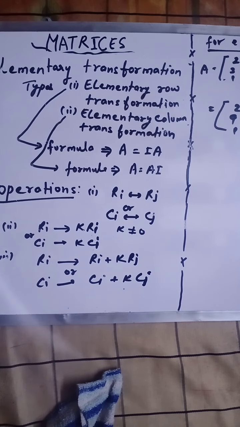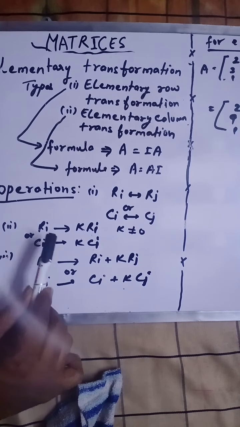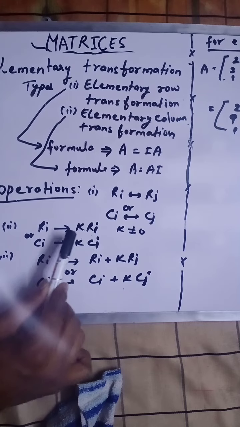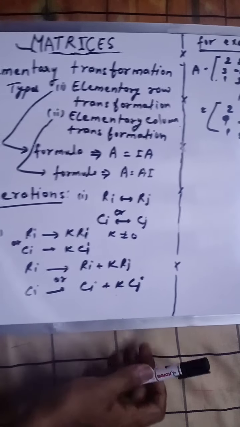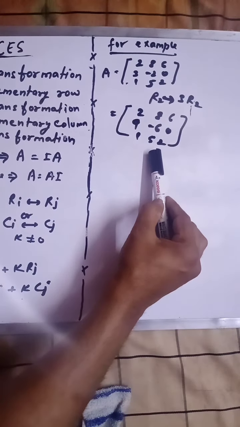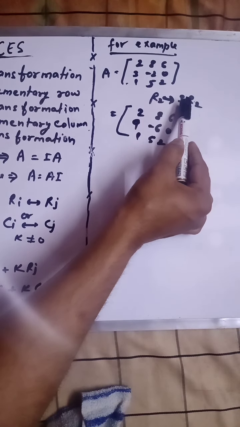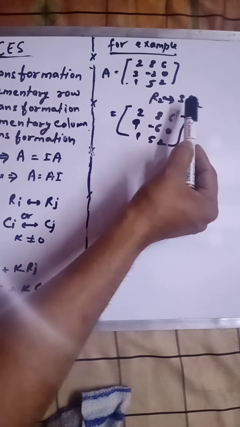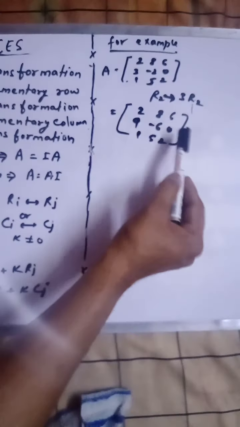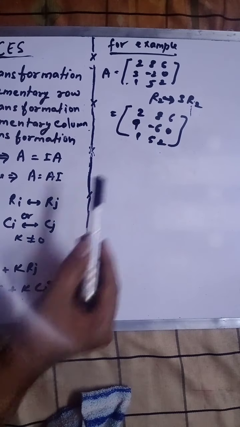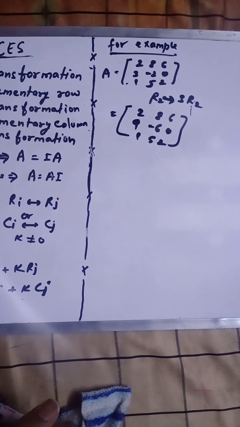Here it is, operation number 2: Ri changing to k times Ri. So here I have used it. You can check here. We are multiplying the row R2 with a value like 3, and here is the answer after applying this operation.